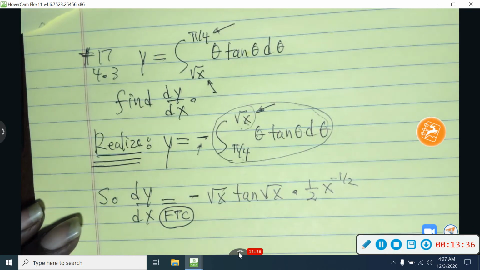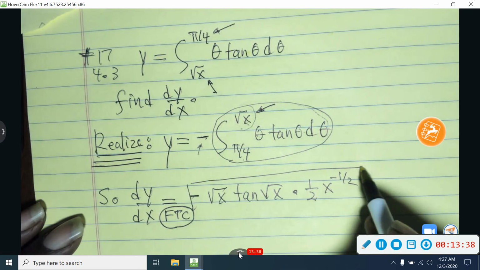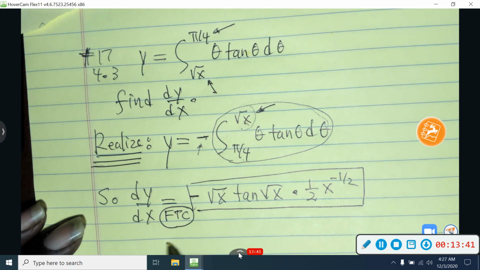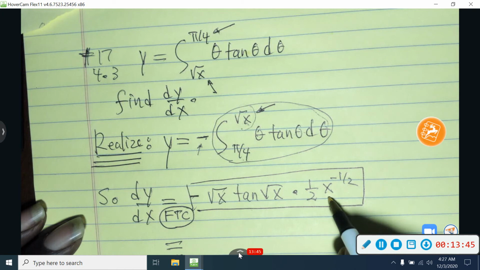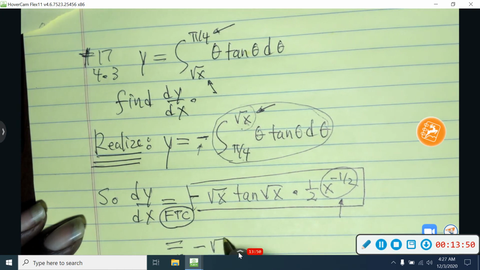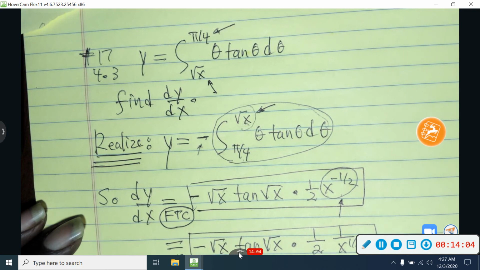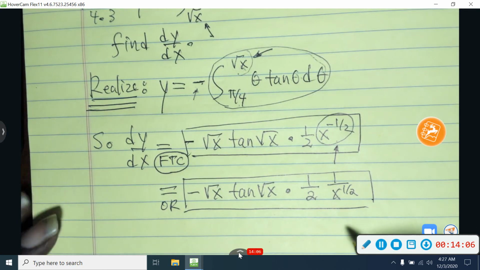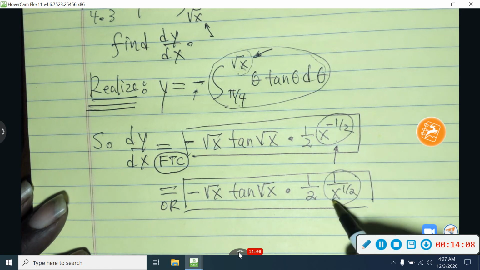So that's one way to write the answer. But you won't see that in the back of the book, Johnny, because there's another way to write it. I'm going to rewrite this term right here. That's minus root x tangent root x times 1/2. And remember, that's 1 over x to the 1/2. You could write the answer like that if you want, just by changing this one.